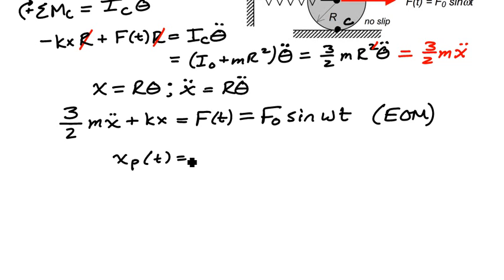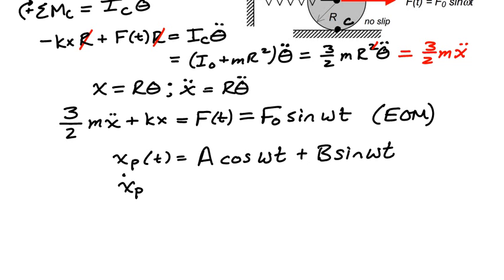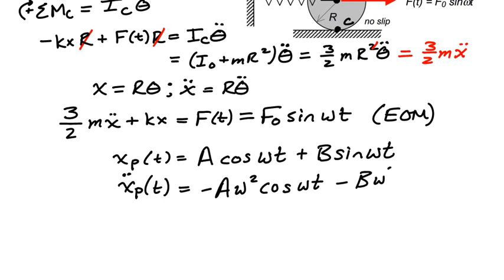that x sub p of t can, generically speaking, be written as x sub p of t is equal to a times the cosine of omega t plus b times the sine of omega t. Of course, this means that x_p double dot of t will be given by minus a times omega squared times the cosine of omega t minus b times omega squared times the sine of omega t.